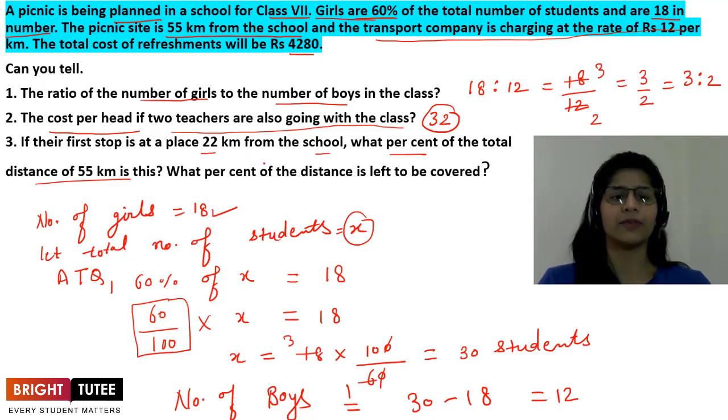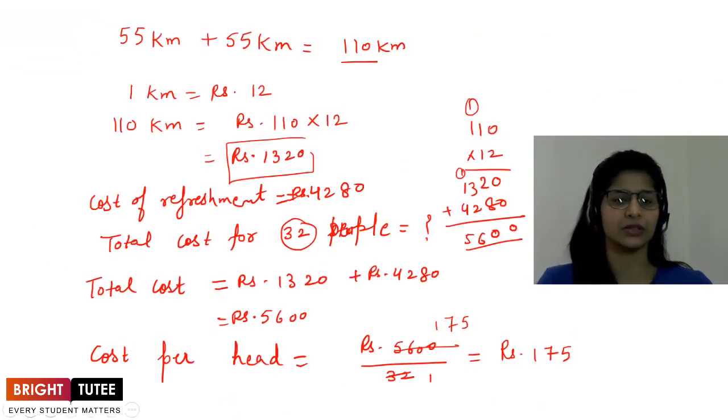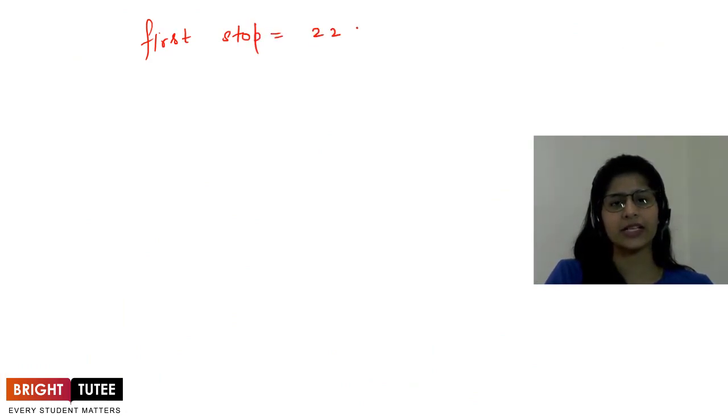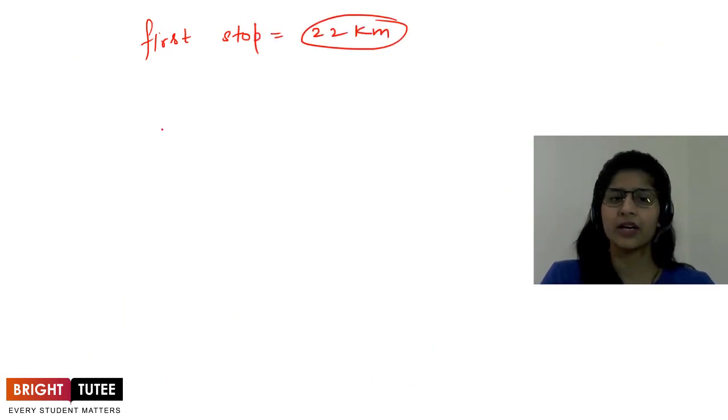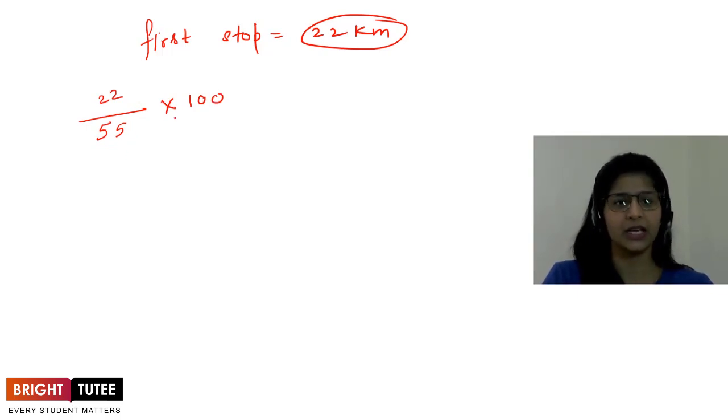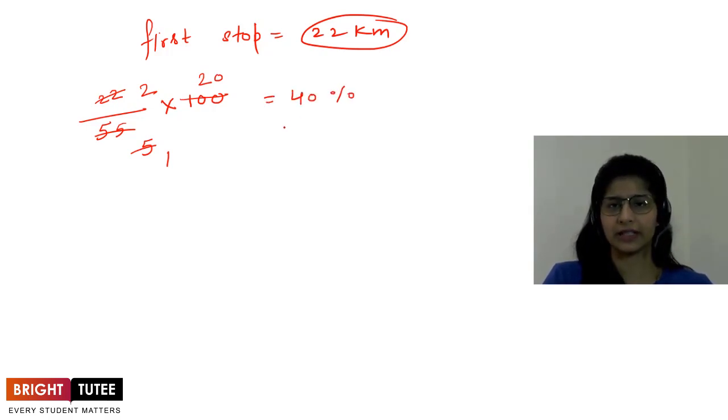So what we are going to do, we will just write it here. Just see, the first stop is at 22 kilometers, right? So 22 kilometer, what is the total distance? 55. What is the first stop distance? 22, right? Of 100 if we calculate, what do we get? 11 2s are 11 5s are 5 1s are 5 2s are 10, 0. How much is it? 40%, right?